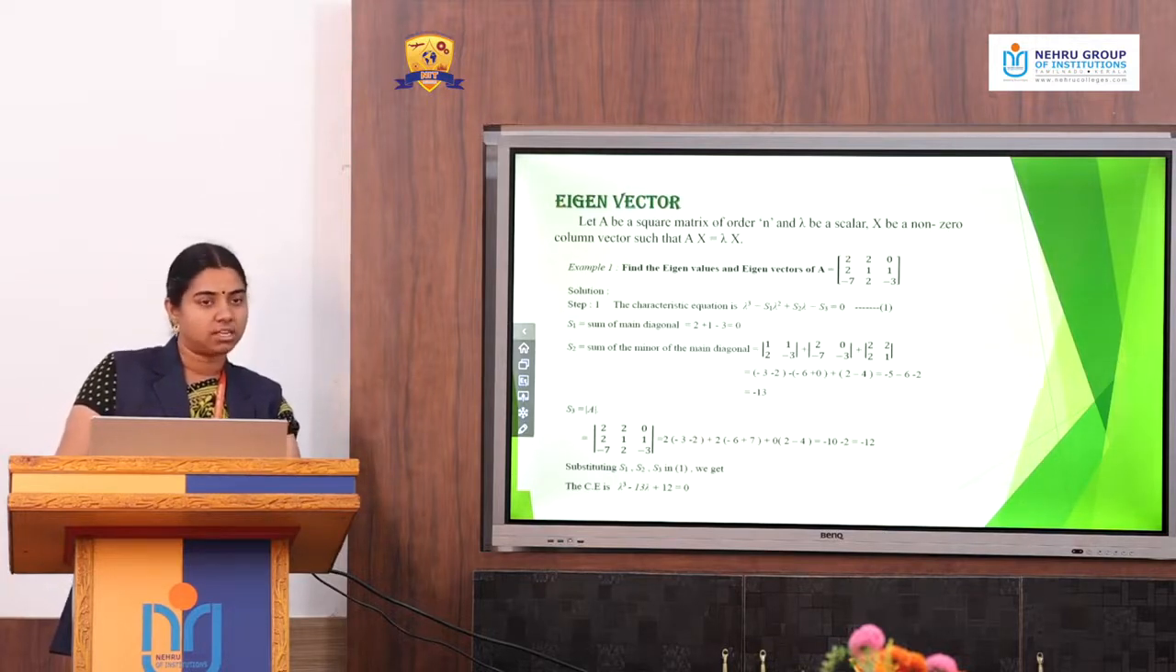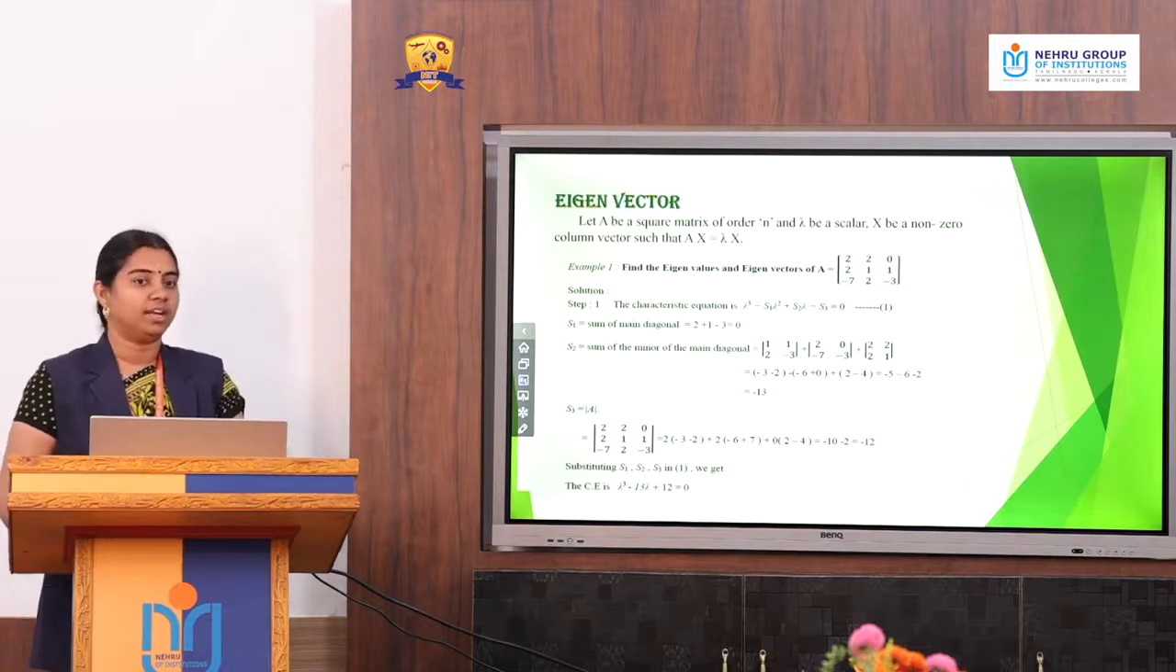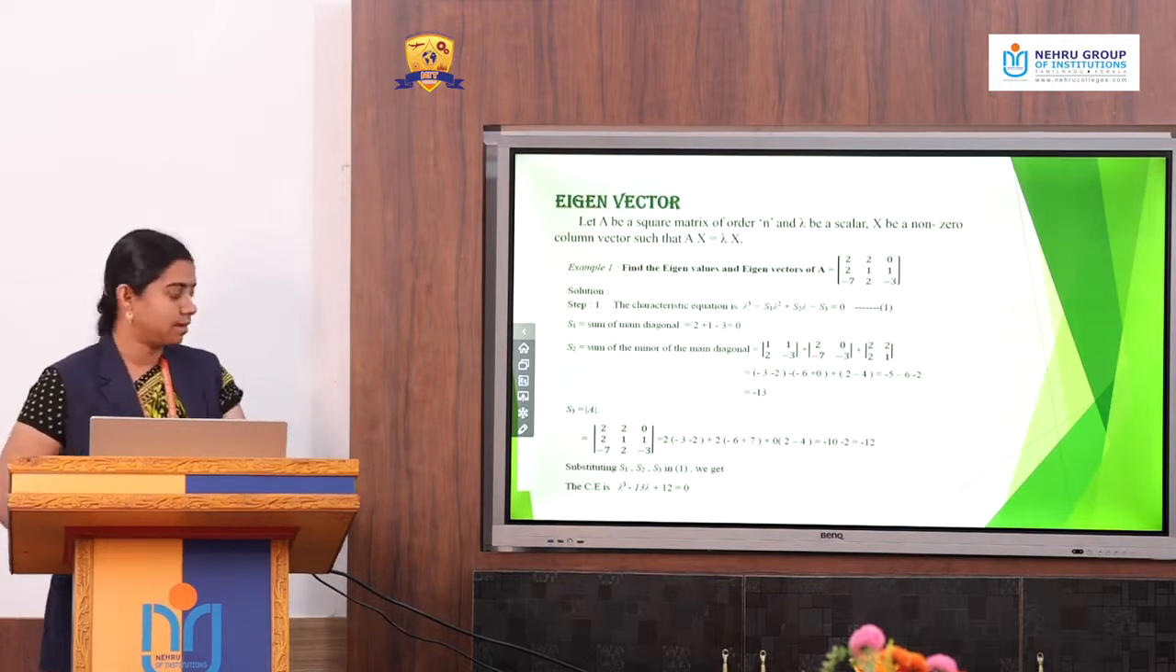We start to execute Ax equal to lambda x. At that time only we get the eigenvector. In that condition we find the x value, and that x value we declare as an eigenvector. This is the procedure. Now problem-wise we start to discuss, that is, we start to calculate eigenvalue and eigenvector. So first example.